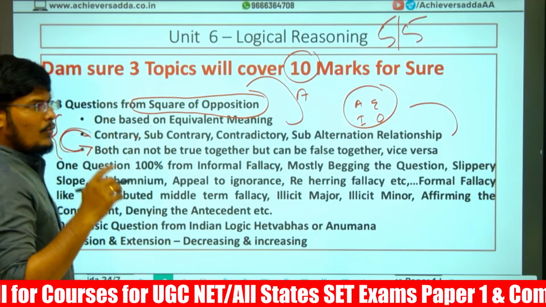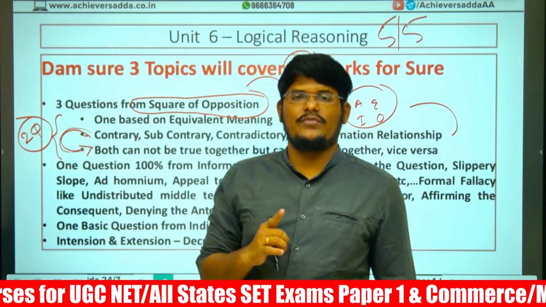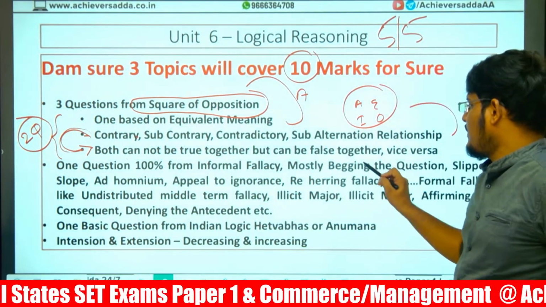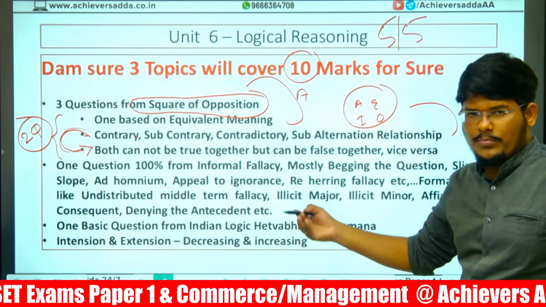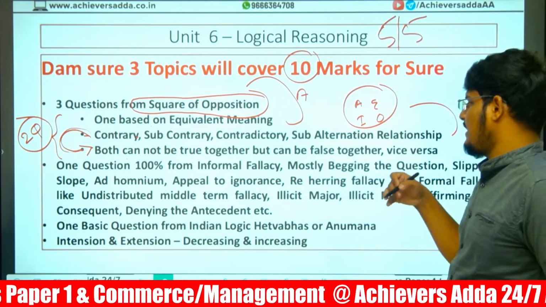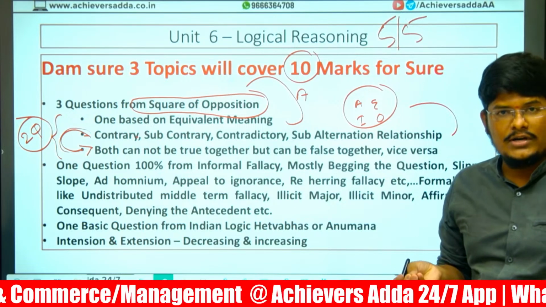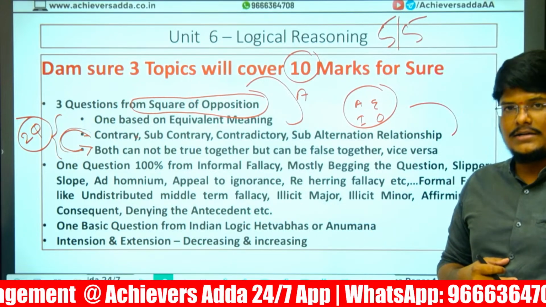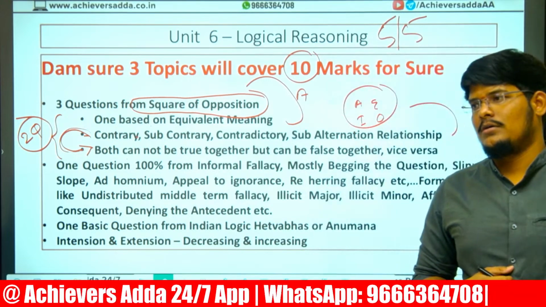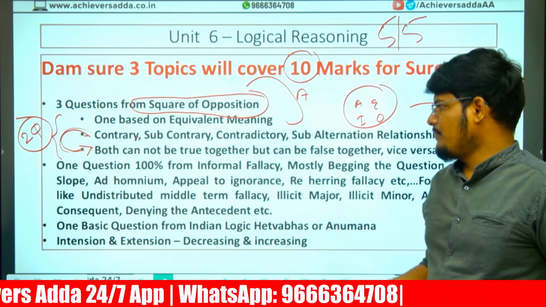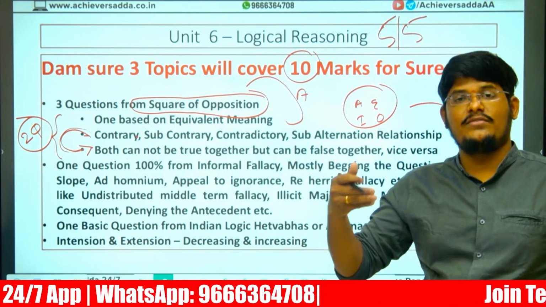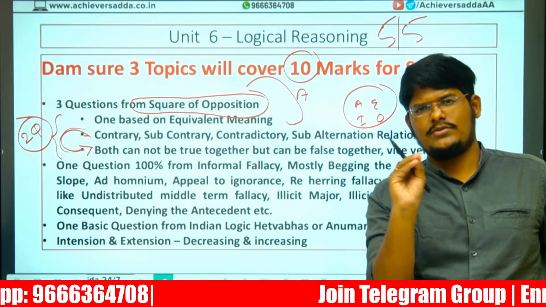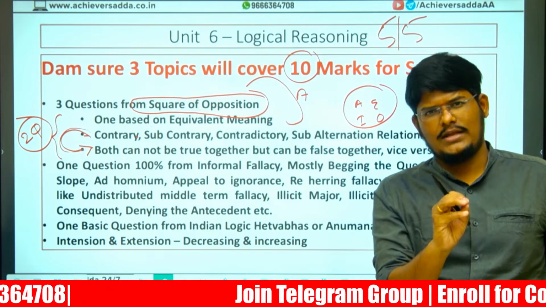And also, 100% a question will be there from informal fallacy type. Informal fallacies, mostly begging the question, slippery slope, ad hominem, appeal to ignorance, red herring fallacy. Formal fallacies: undistributed middle term, undistributed major term, undistributed minor term. And also appeal to the people, which is ad populum, composition fallacy, division fallacy, straw man fallacy. Like 17 to 18 types of informal fallacy, 4 to 5 types of formal fallacy.